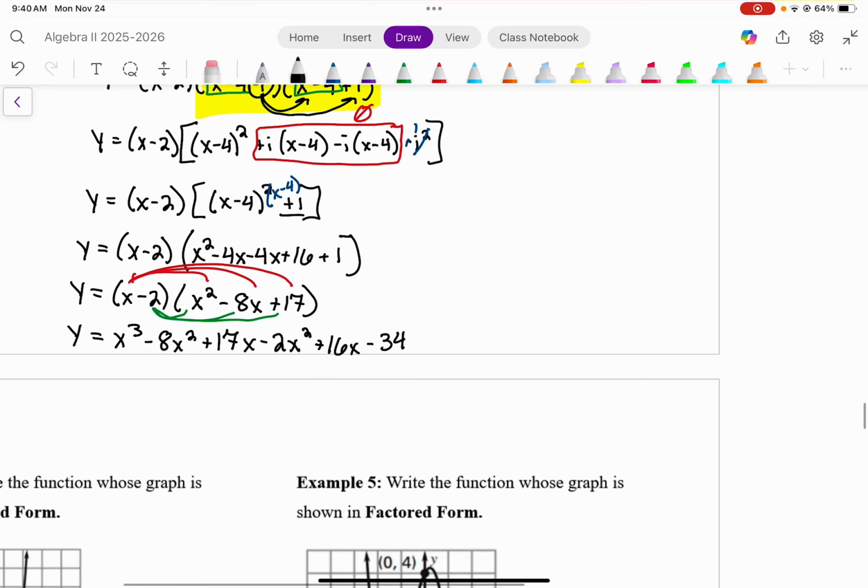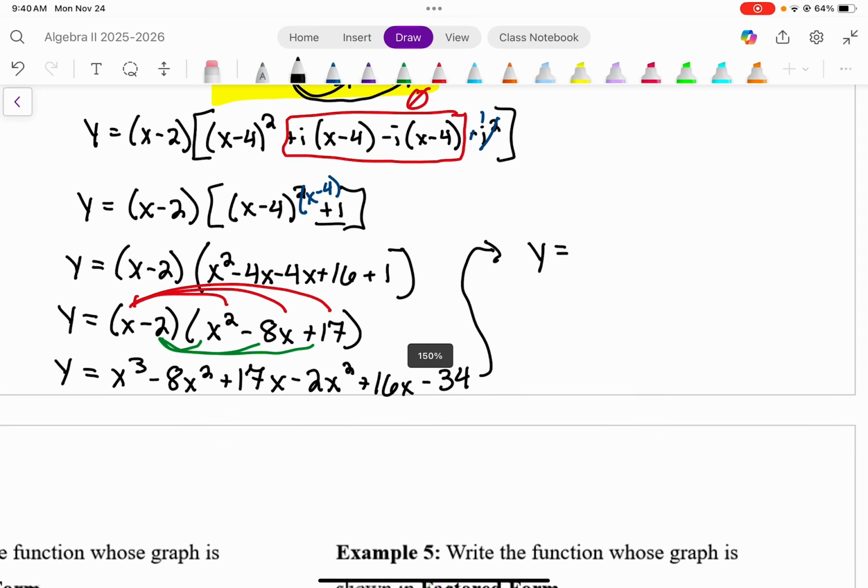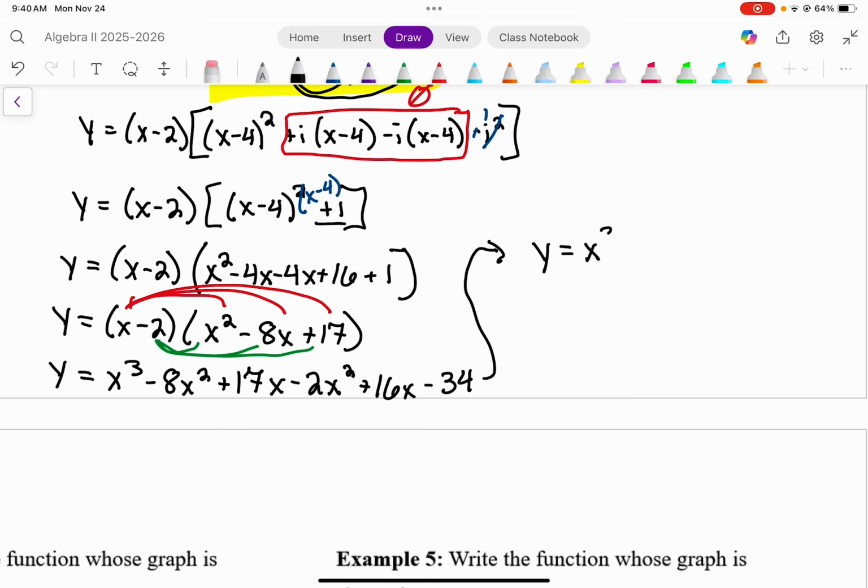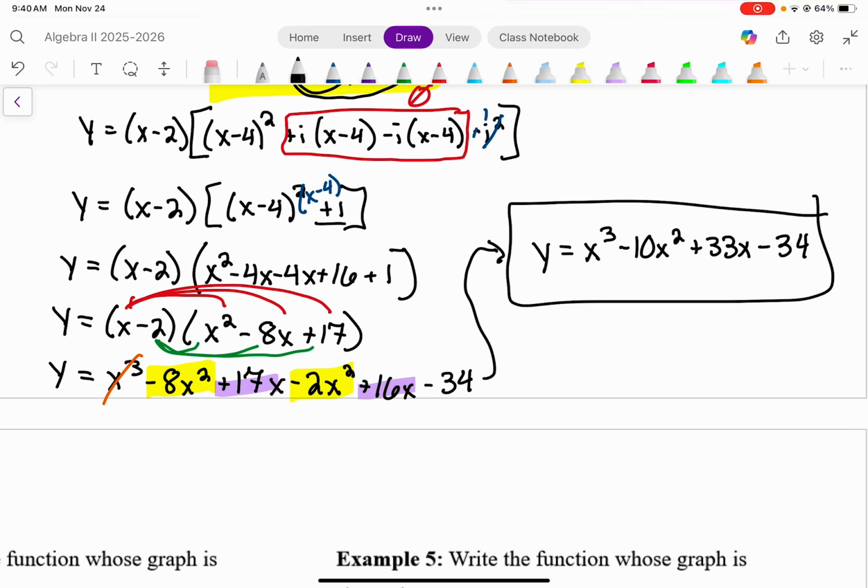And don't forget your final answer needs to be in standard form. So we're going to write it in order based on our exponents. So we only have one x to the power of 3. And then if we look, we have a negative 8x squared and a negative 2x squared. So that would be a negative 10x squared. And then we have a positive 17x and a positive 16x, so that would be 33x. And then lastly, our minus 34. And that would be your final answer.